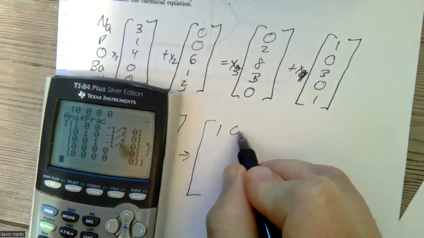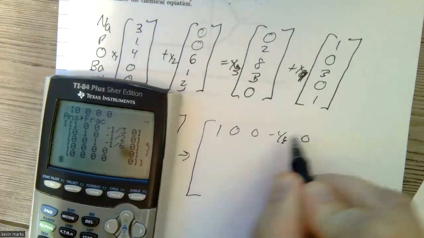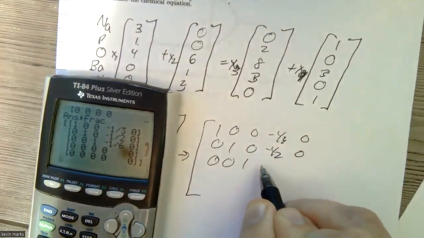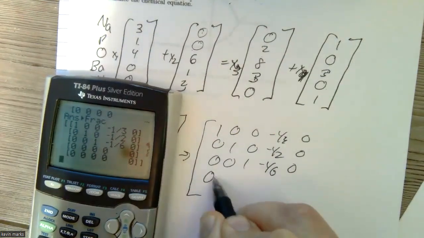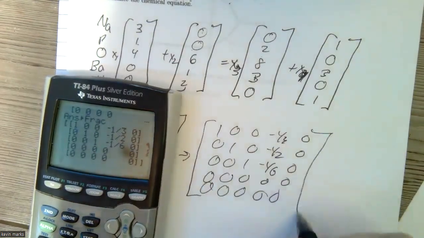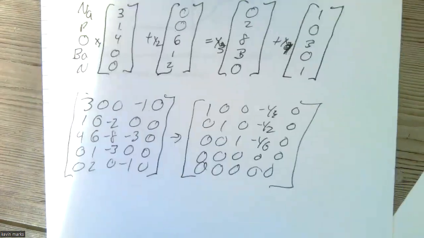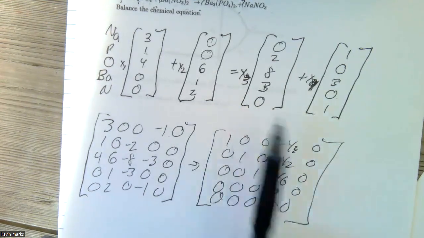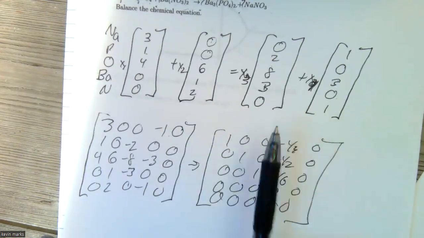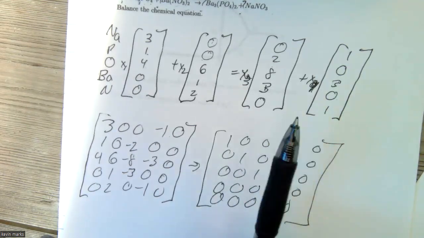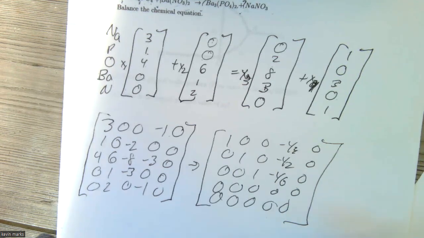All right, so we got 1, 0, 0, -1/3, 0, 0, 1, 0, -1/2, 0, 0, 0, 1, -1/6, 0, 0, 0, 0, 0, 0, 0, 0, 0, 0, 0. All right, so what does that mean? Pivot column, pivot column, pivot column, non-pivot column. So that means everybody depends on this X4, right? So the dependency is here on this X4. If I know what X4 is, you really know what the rest are, right?